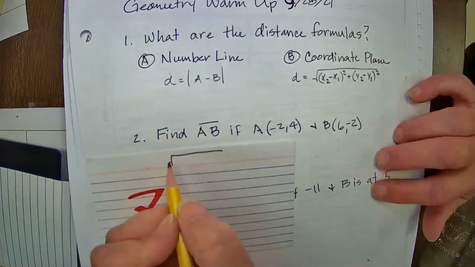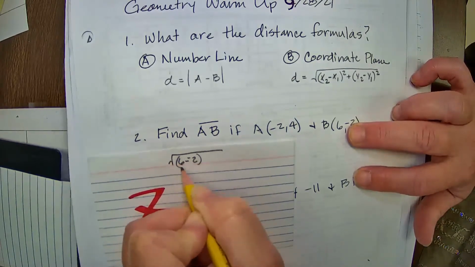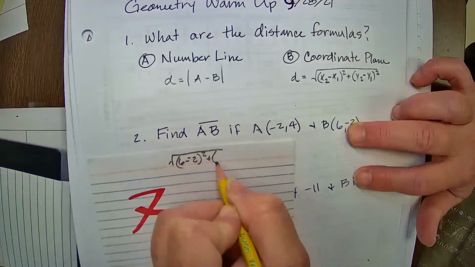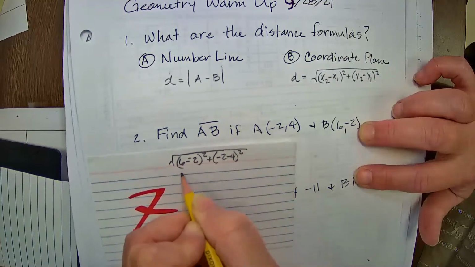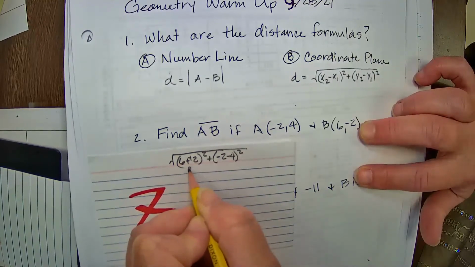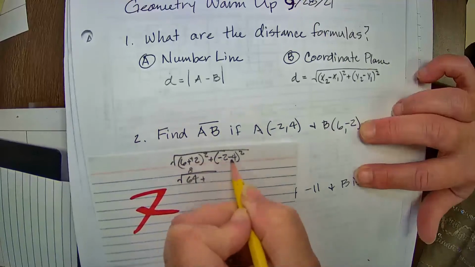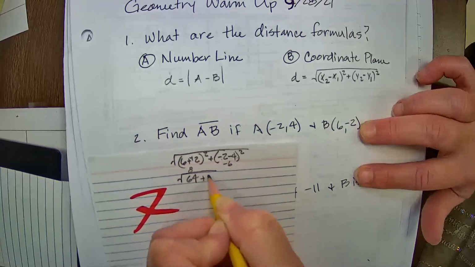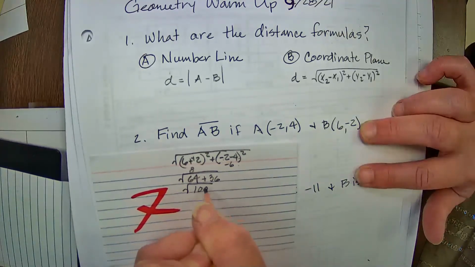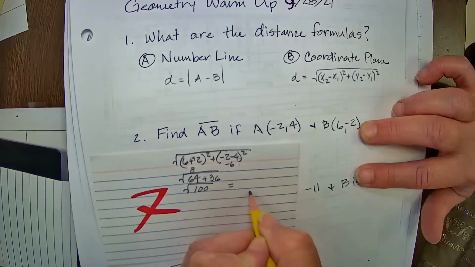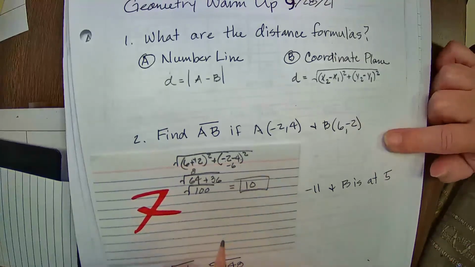So we've got 6 minus a negative 2, squared, plus negative 2 minus 4, squared. Minus a negative goes positive. That's 8. 8 squared is 64. That's negative 6. Negative 6 squared is 36. So that's the square root of 100, which is really 10. So we should have gotten 10 for the distance here.